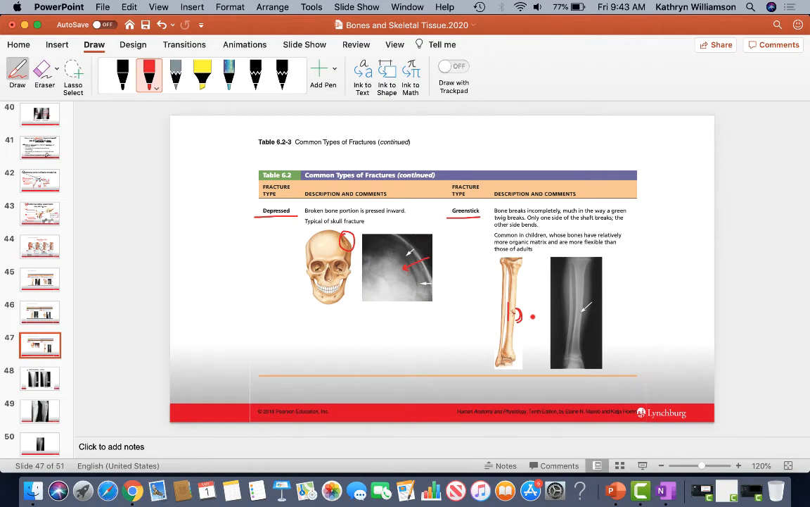And you see it more in kids because kids have a higher collagen content to their bones, so their bones are a little more bendy. They have less mineral salts, less of the inorganic components of bone that make your bone just really, really hard. So because they're a little more bendy, they don't necessarily break all the way through, but they tend to fray.